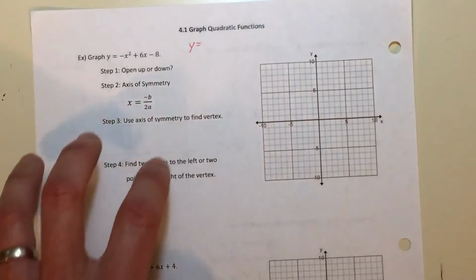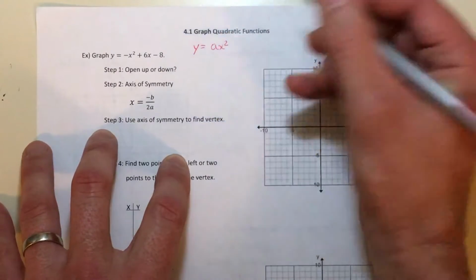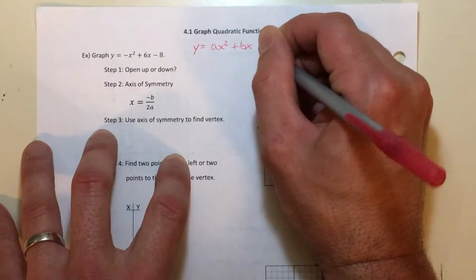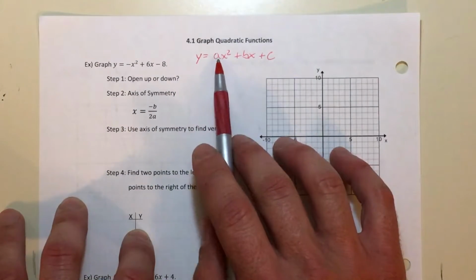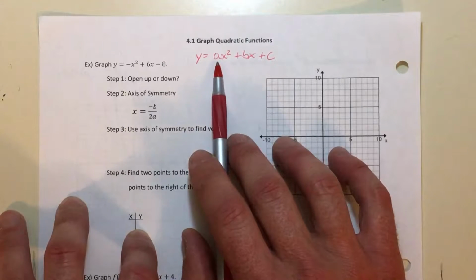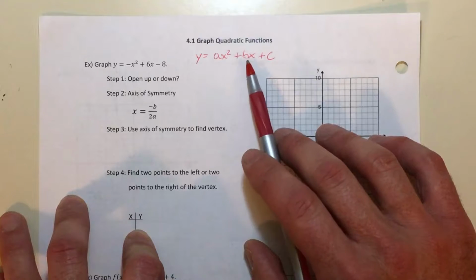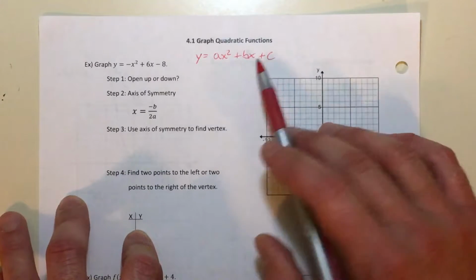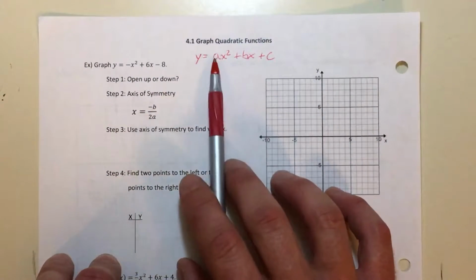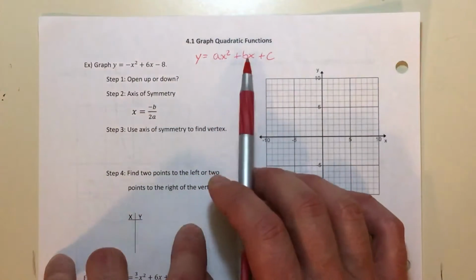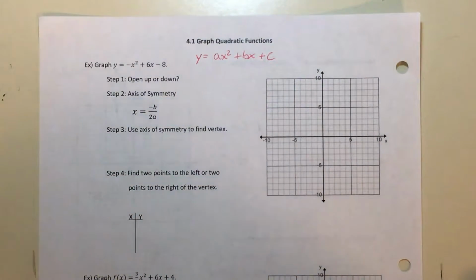Standard form follows this format right here. y equals ax squared plus bx plus c. Where sometimes you have a number other than 1 out front. Sometimes you have a b value, sometimes you don't, sometimes it's 0, I suppose. And sometimes you have a c value. Well, when we write it out this way, a is associated with x squared, b is associated with x, c is a constant. We're going to use that to our advantage here.